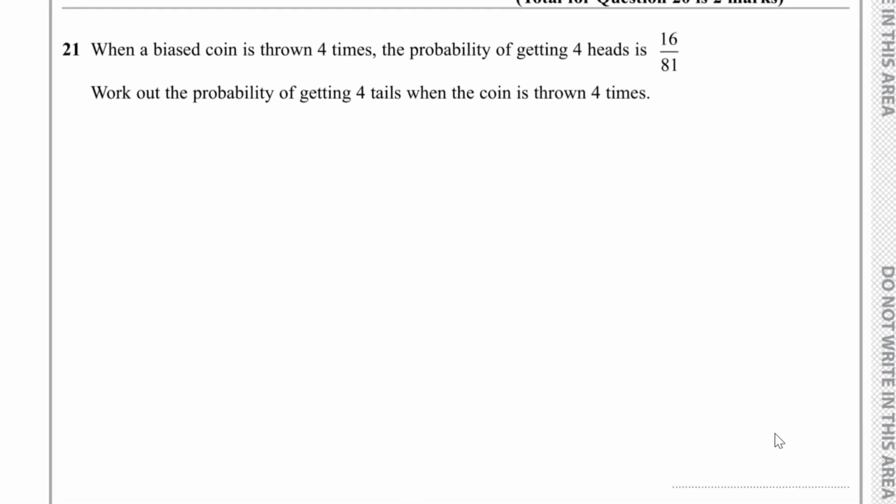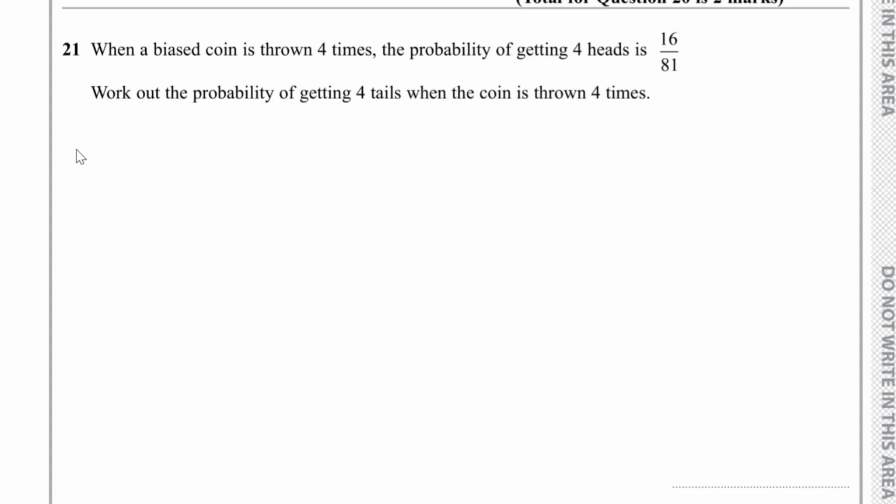Question 21. When a biased coin is thrown 4 times, the probability of getting 4 heads is 16 over 81. We have to work out the probability of getting 4 tails when the coin is thrown 4 times. So we've got the probability of heads. If we work that out, we can use it to find the probability of a tail, and then the probability of getting 4 tails.